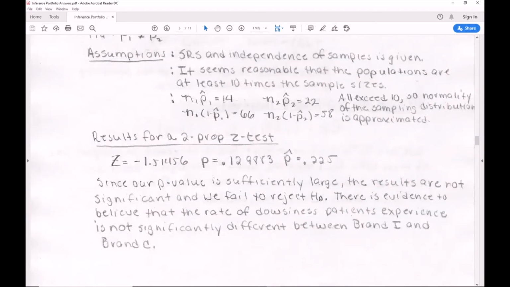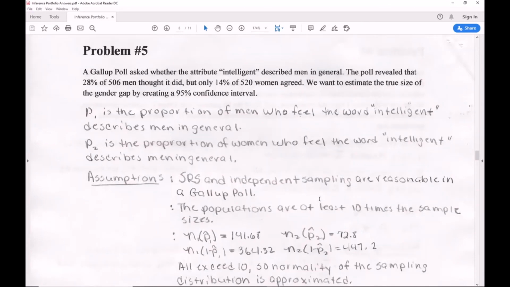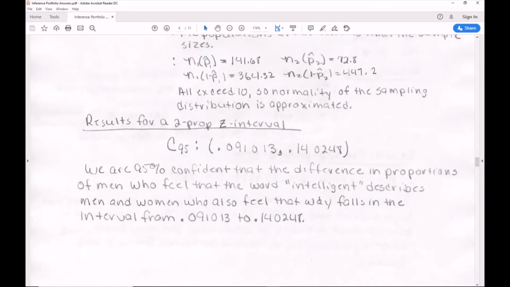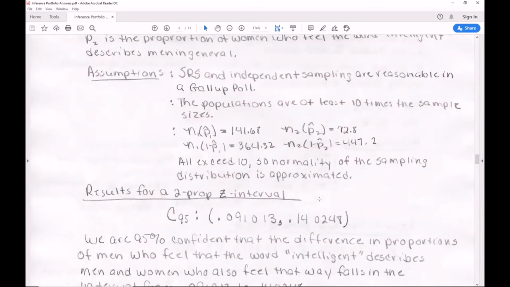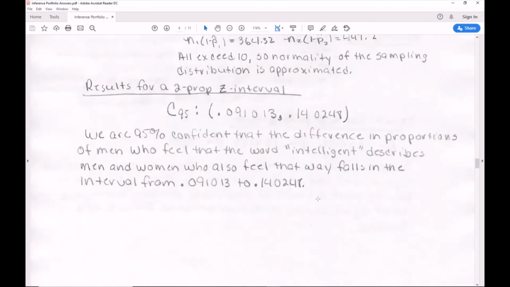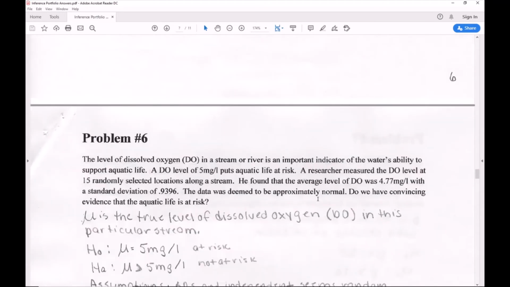All right, didn't pay too much attention to number 4. Didn't pay too much attention to number 5. Again, be checking these things. Make sure that you're getting all of the required elements that I'm putting in my key.